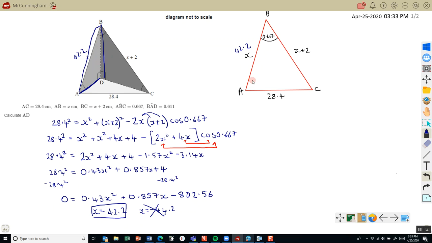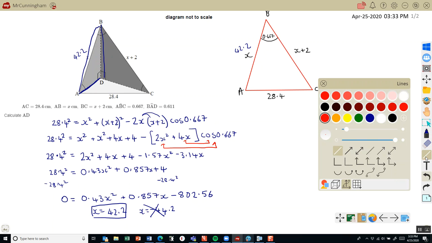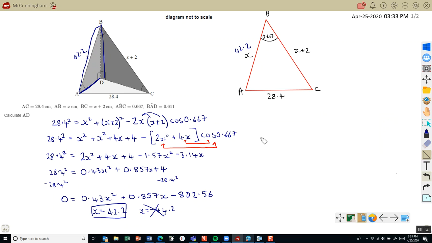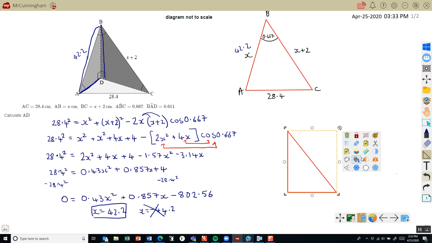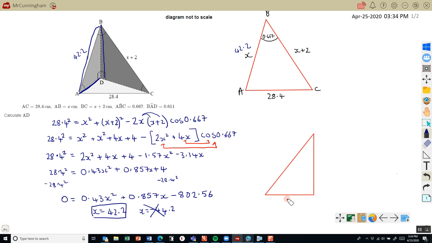So let's redraw this triangle down here, just to make it easier to see. Okay, so here we have A, D, B. We've worked out AB, which is 42.2. We know this is a right angle, and we know that the angle BAD is 0.611 from the question. We need to work out this length AD. So this is what we want to work out. This is what we know. We've got a right angle triangle.